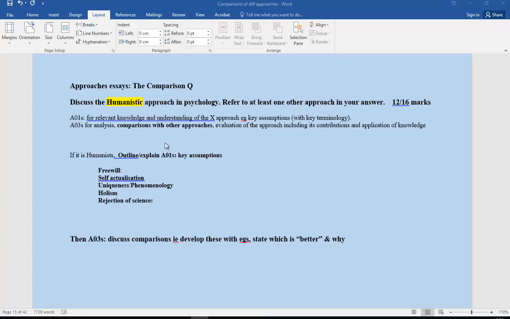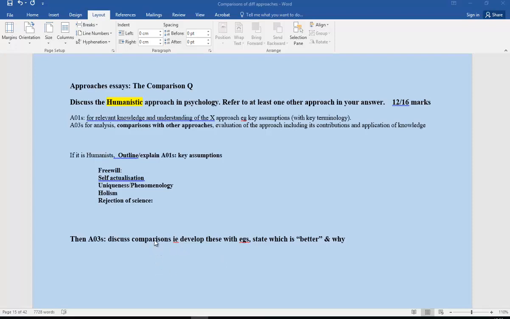Okay, so if we have a quick look at the key assumptions, this is a recap, a 3-minute recap. So you would obviously need to outline free will, self-actualization, uniqueness and phenomenology, holism and rejection of science as your key assumptions. And then the comparisons are really where you're going to discuss and evaluate the humanistic approach, and you're doing that via these comparisons with others.